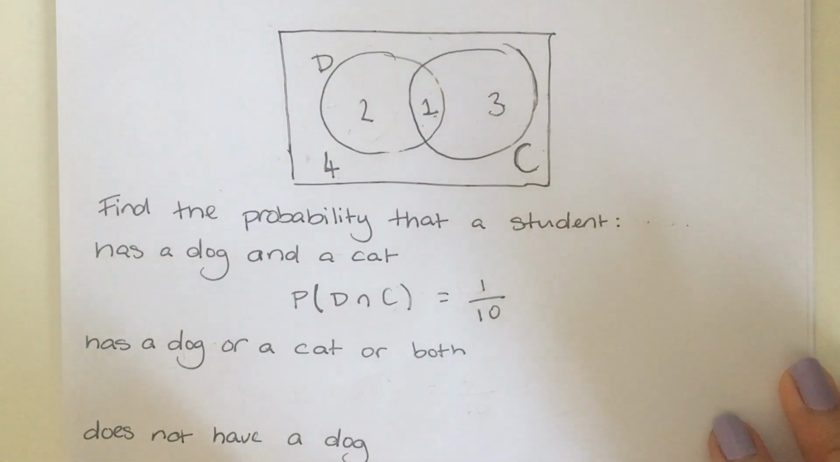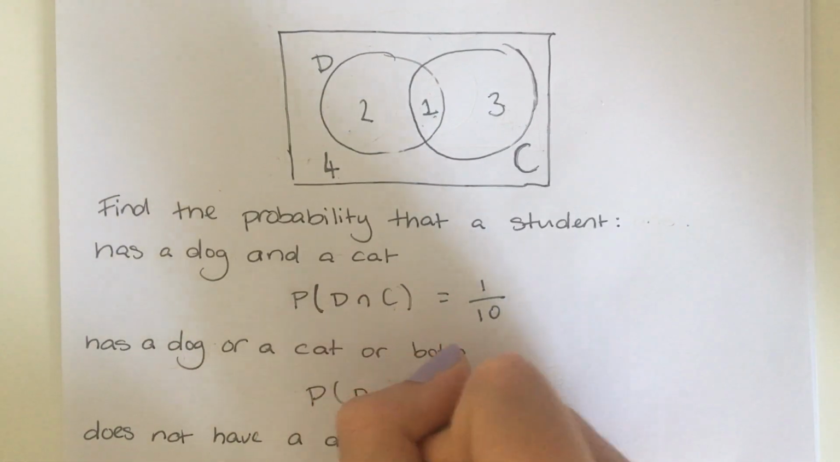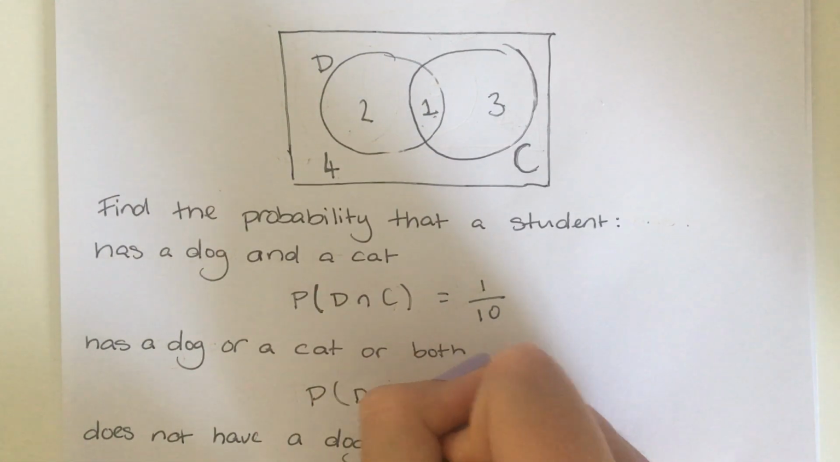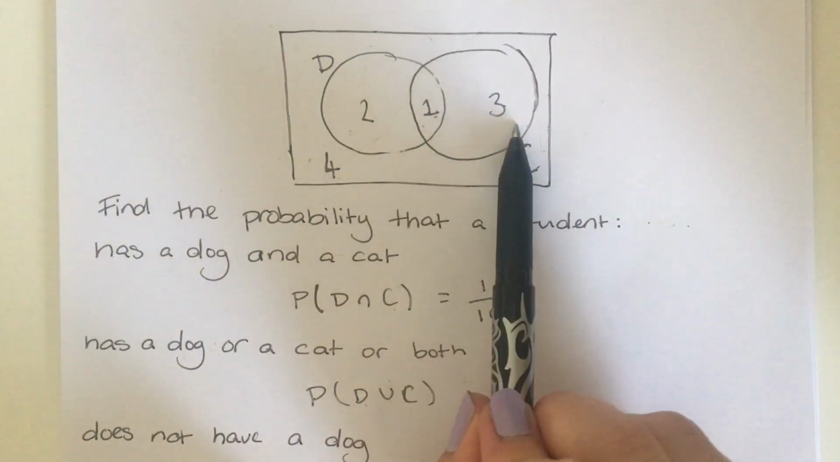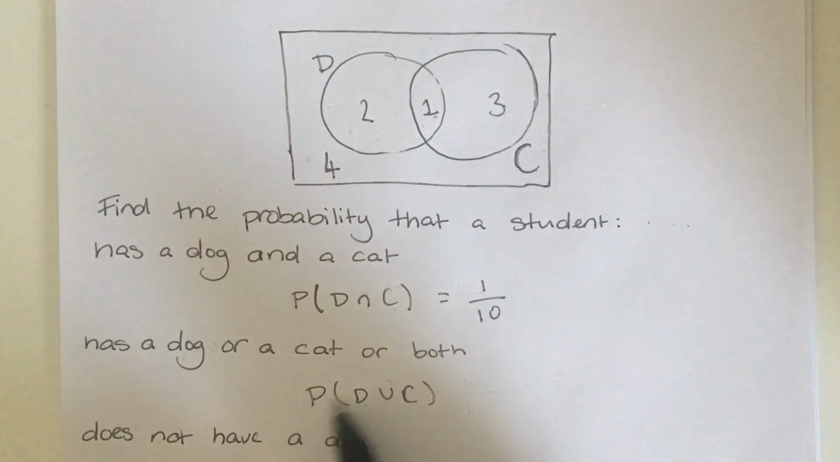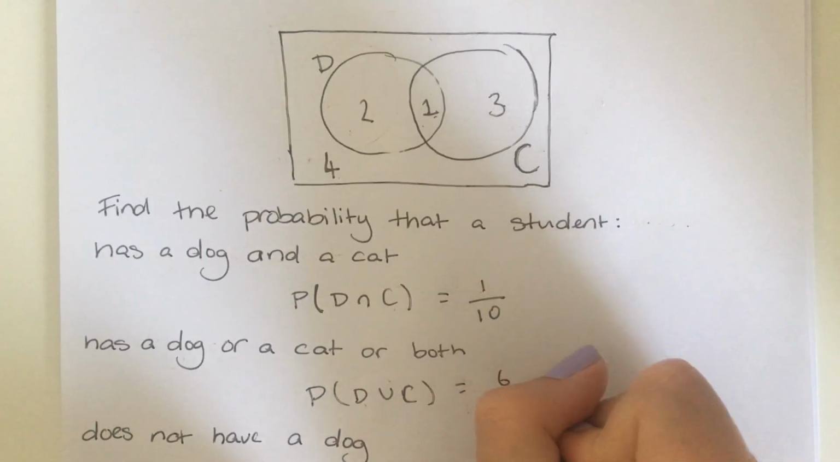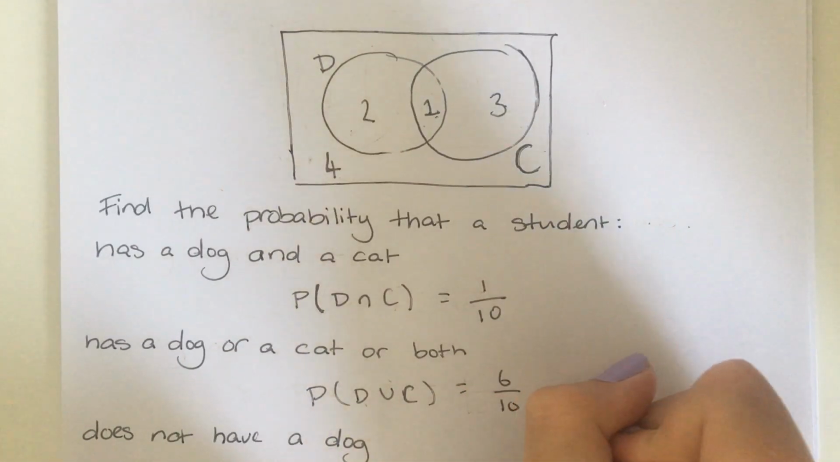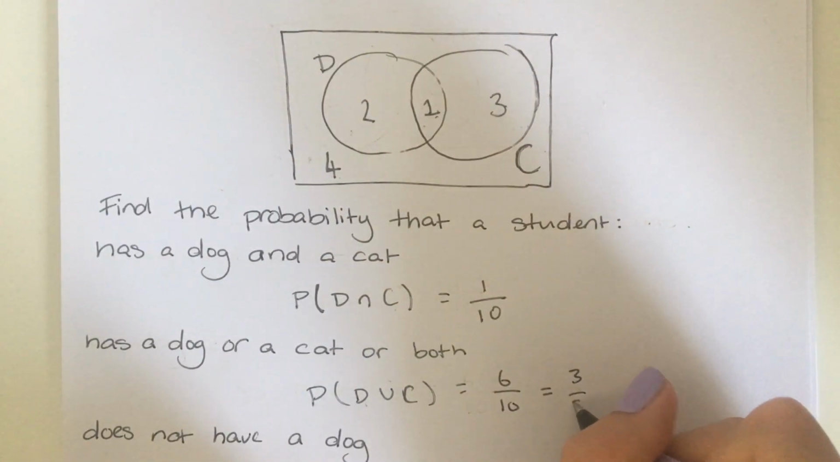Find the probability that a student has a dog or a cat or both. So this is the union between having a dog and having a cat. So the students that have a dog, have a cat or have both. So probability of D union C. So this is going to be 3, 4, 5, 6, which I can simplify and make that 3 over 5.